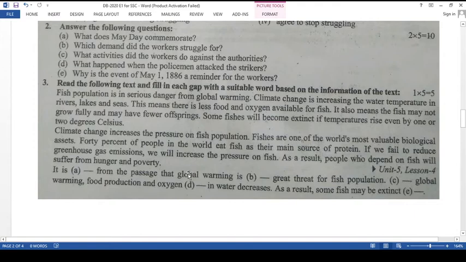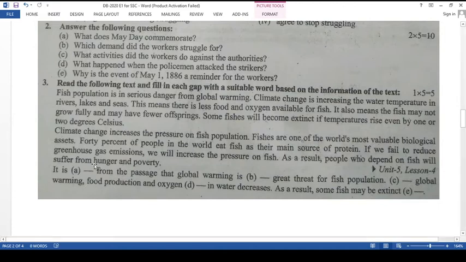It is clear from the passage that global warming is a great threat for fish population. Global warming, food production and oxygen in water decreases. As a result, some fish may be extinct. So what we get from the passage, it is clear, it is obvious from the passage that global warming is a threat. Threat is a countable noun, so it is a great threat for fish population.